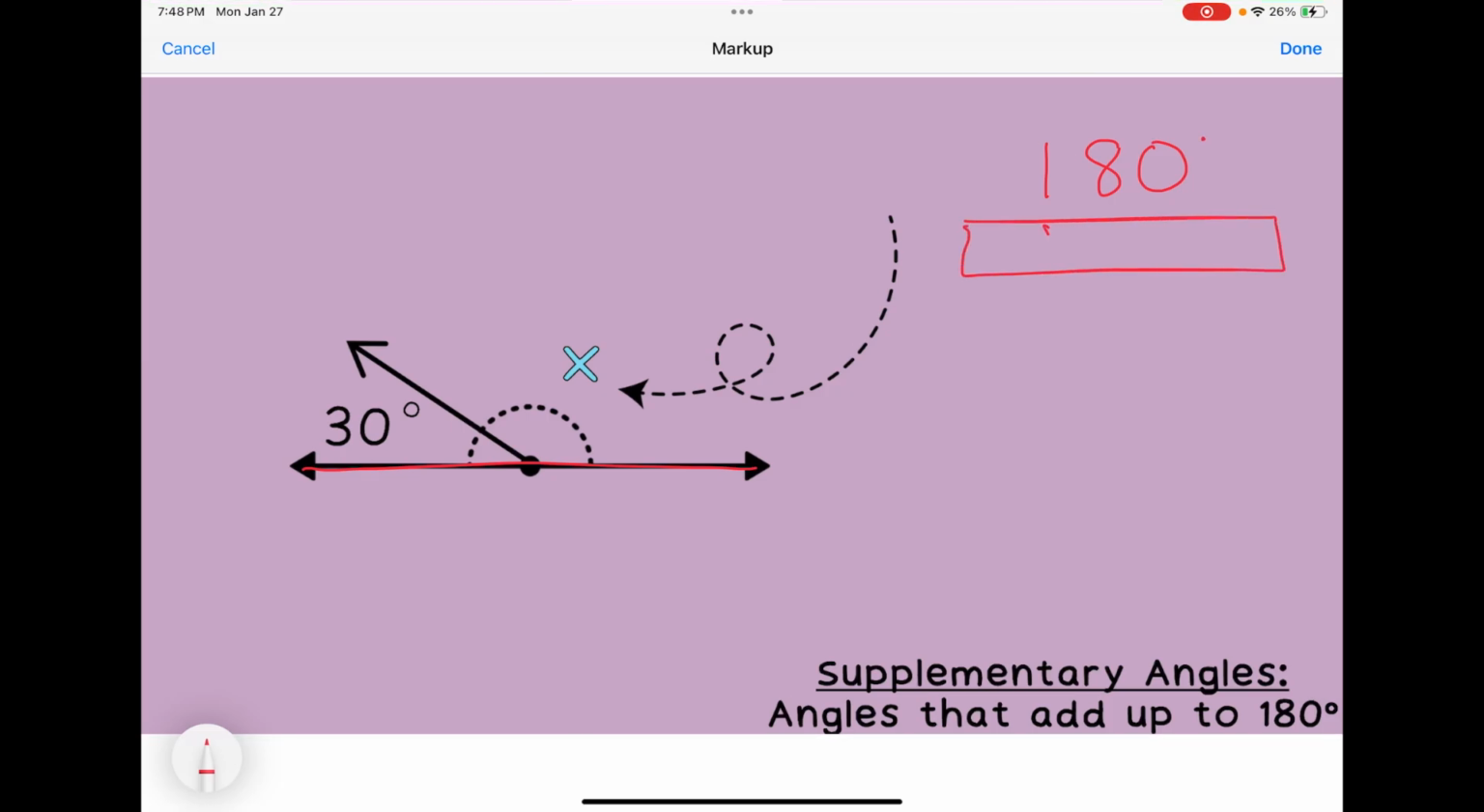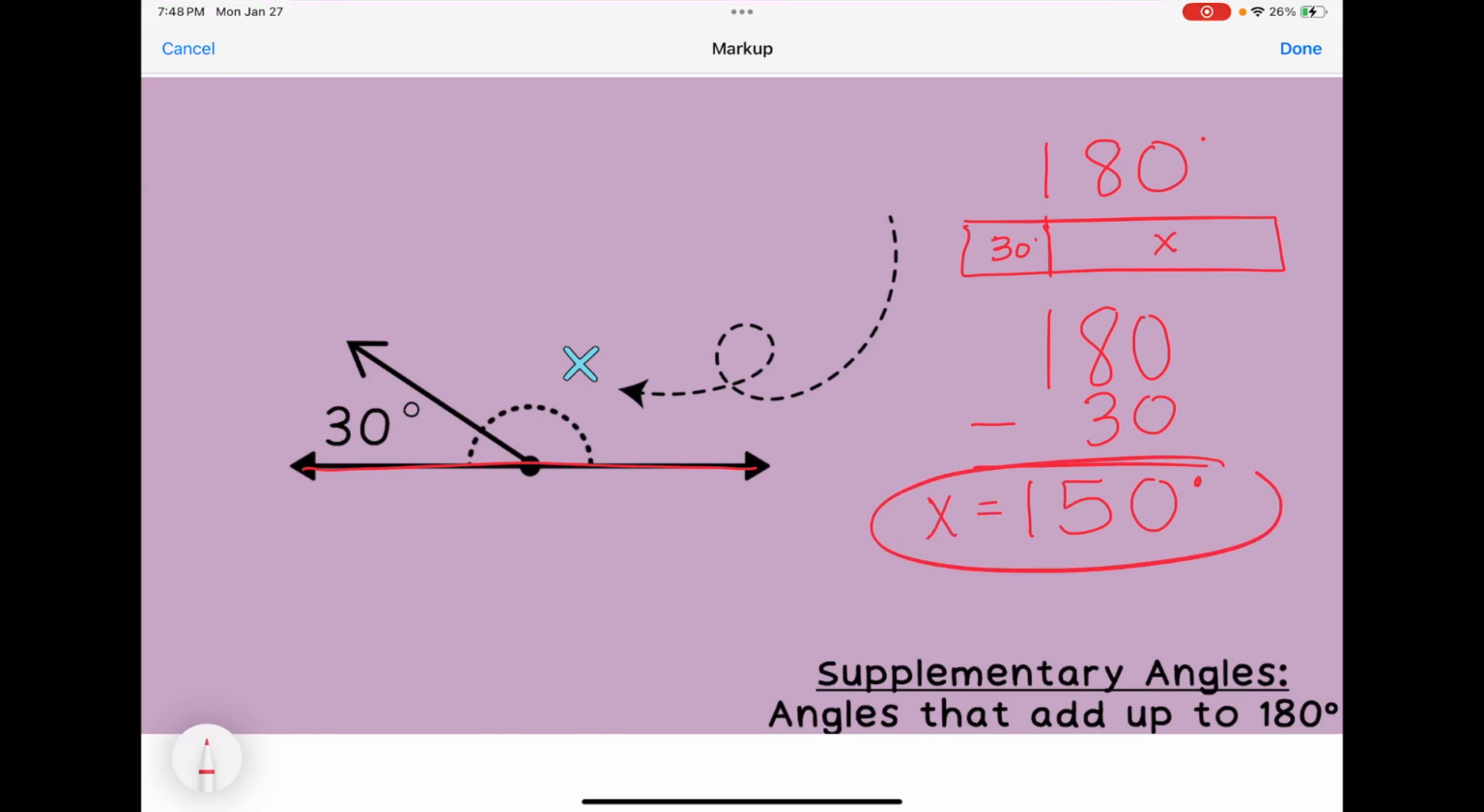Now, 30 is a very small acute angle within that straight angle. And then whatever this angle measures is going to be a larger number. Again, I'm going to take my 180, my total, minus the part I know to find the part I don't know. So in this case, x, my variable, is equal to 150 degrees.